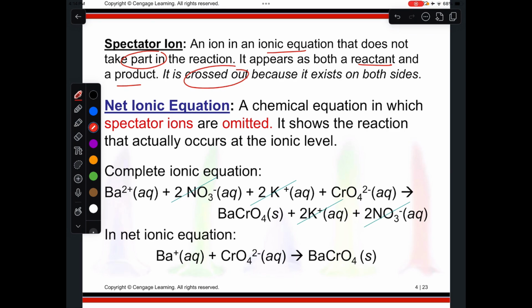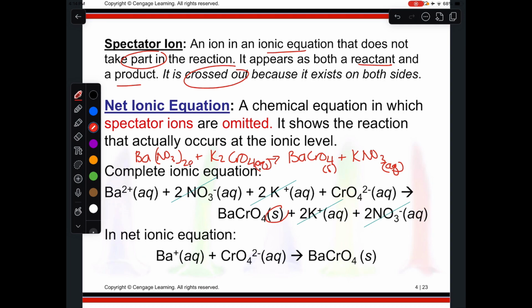So again, here is another example. If we had the reaction of Ba(NO3)2 plus K2CrO4 yields BaCrO4 plus KNO3. And it looks like the solid one is this one.